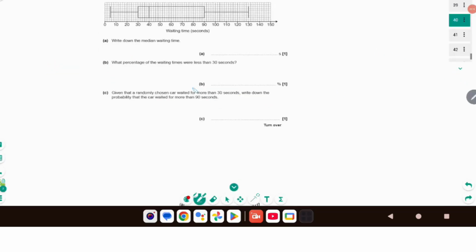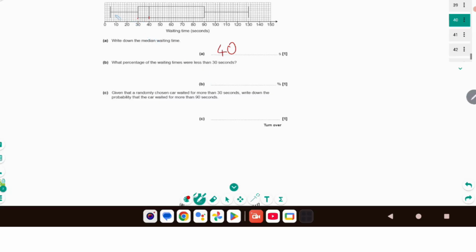Question 17. The box plot shows the distribution of the waiting time of cars at a road junction. Write down the median waiting time. The median is here, 40 seconds. What percentage of the wait times were less than 30 seconds?